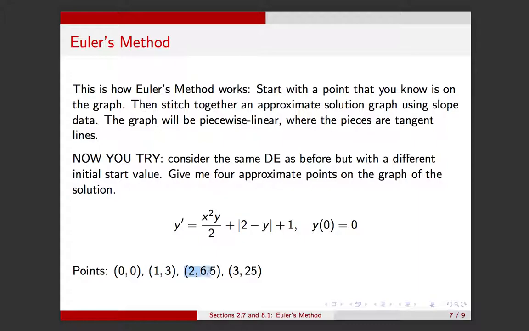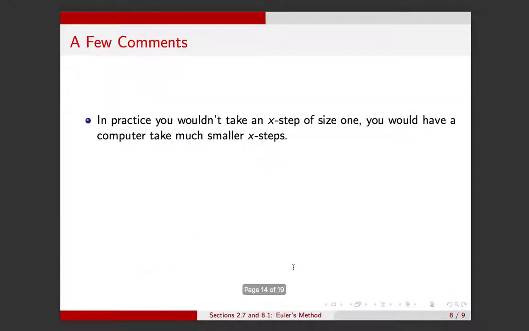From 1, 3, we already know you get a 2, 6.5. And then if you plug x equals 2 and y equals 6.5 in here, you'll get something like 18.5 or something as a rise value. So moving from 2 to 3 in the x gives you a rise from 6.5 to 25 in the y. So there you go. That's how Euler's method works.